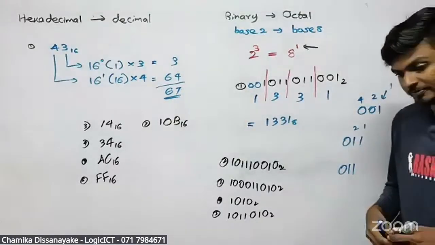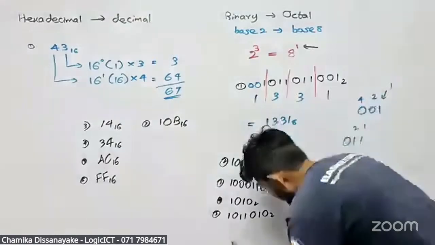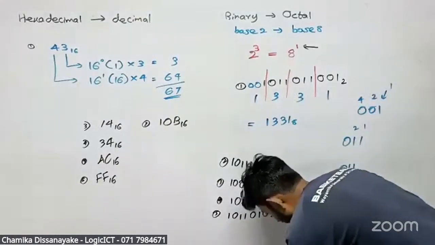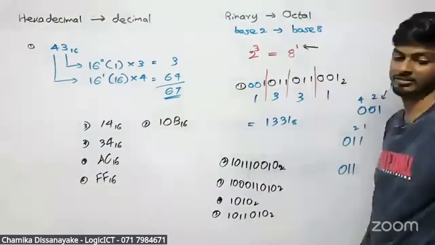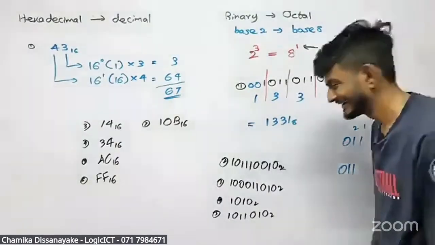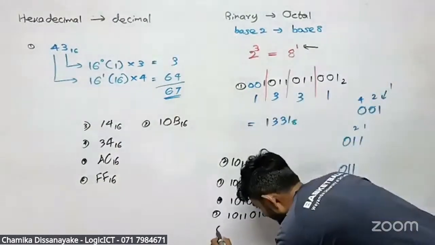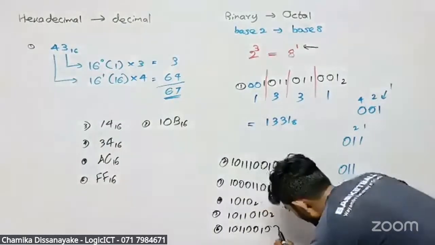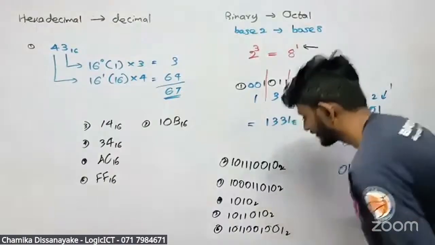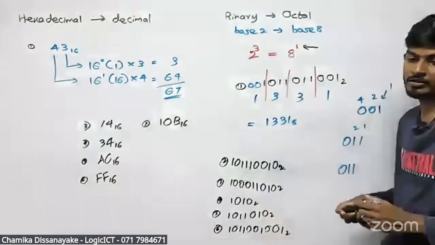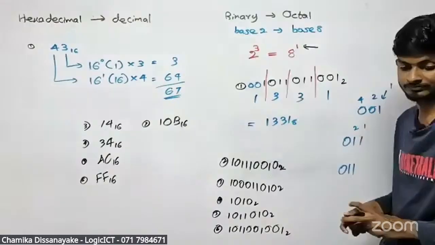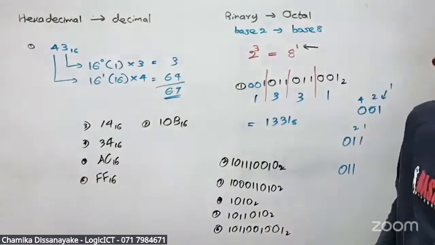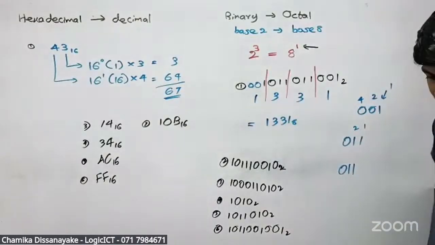Last point: write the octal digits from left to right in order.